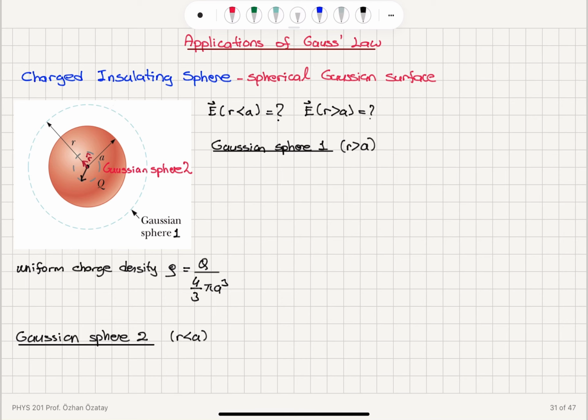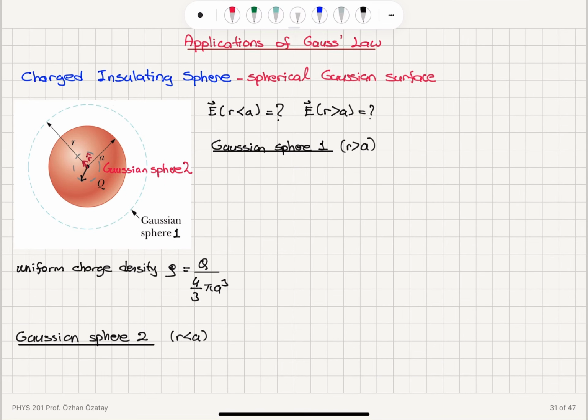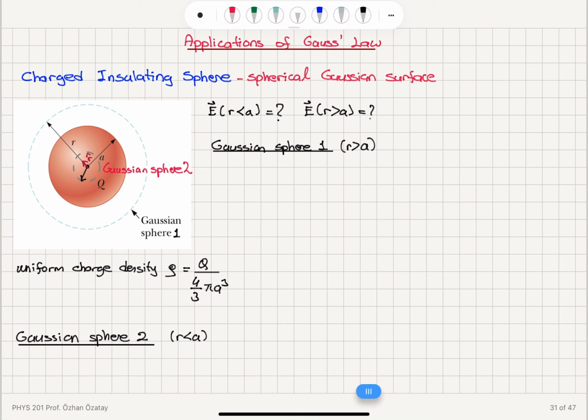Now we want to know the electric field due to this charge distribution for radial distances less than a. That would correspond to this Gaussian sphere 2 here, which has a radius r less than a. And then we can have another case, r greater than a. That would be Gaussian sphere 1, at a radial distance r that's greater than the radius of the sphere a. So let's first consider Gaussian sphere 1, which is r greater than a.